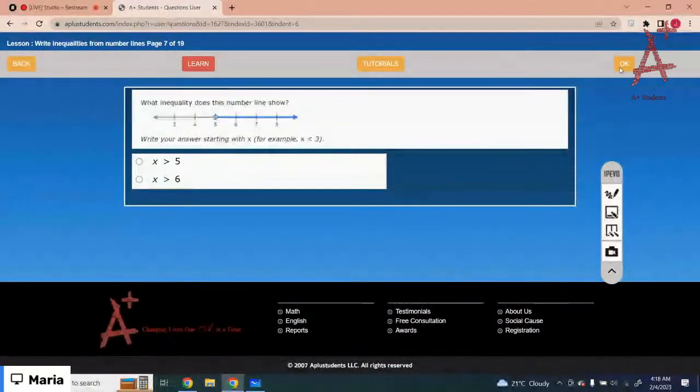Very good. Okay, the next one is what inequality does the number line show? Write your answer starting with x. So which is the correct option? You have an open circle at 5. That means x cannot be 5. So x is greater than 5. Got it? Because all the values are greater than 5. So option number 1 is the correct option. x is greater than 5. Got it?